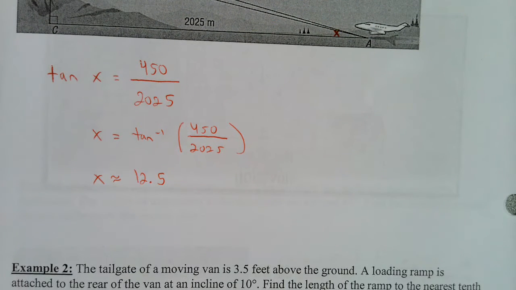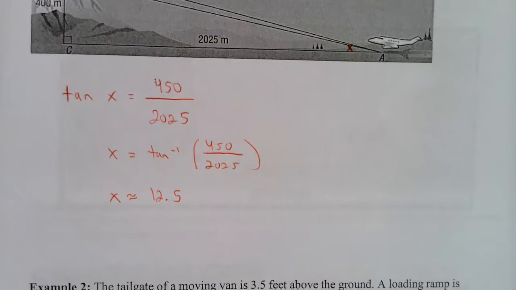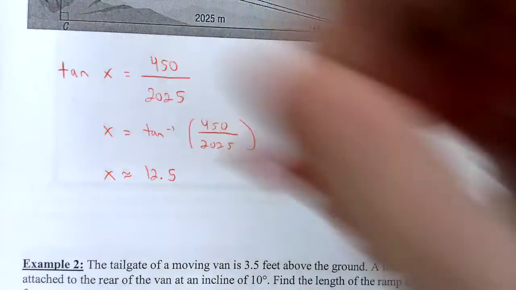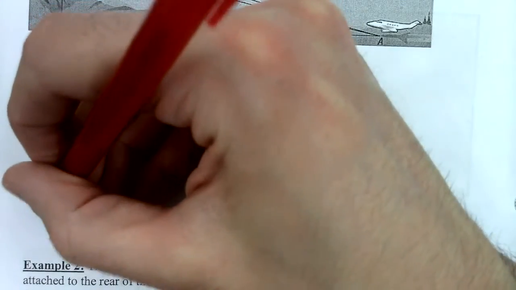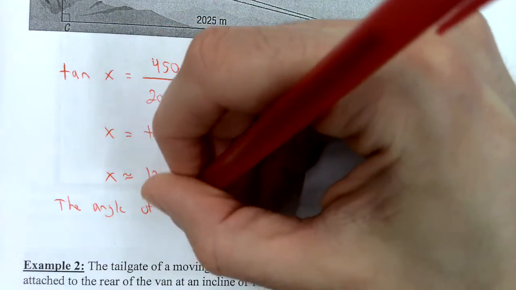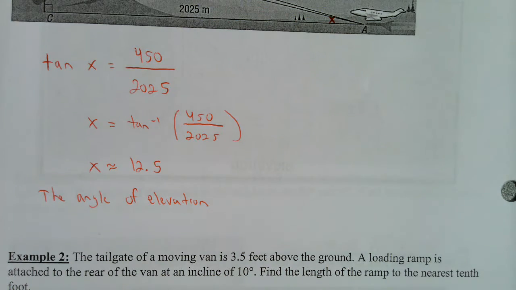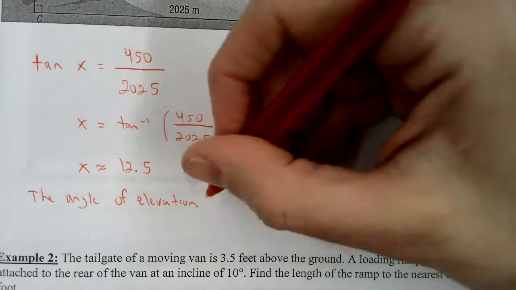So I'm going to put that in a sentence. I'll say the angle of elevation for takeoff should be at least 12.5 degrees. Could be more than that. It's got to be at least 12.5 though. The takeoff should be at least 12.5 degrees.